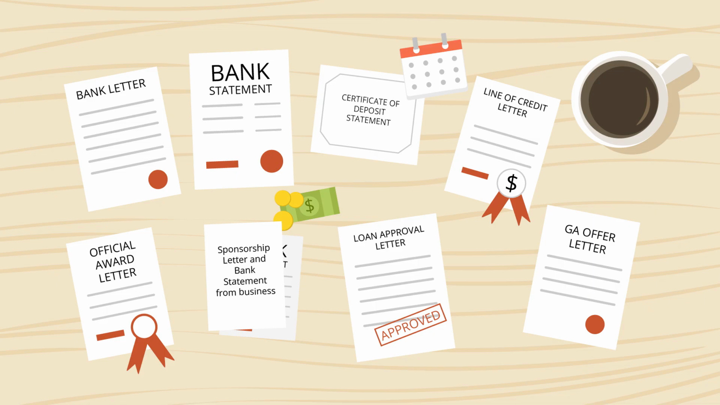Let's talk about what counts as acceptable financial documents for proof of funding. These are the only documents that will be accepted as funding documents. Bank letter, bank statement, certificate of deposit statement, maturity date must be prior to the start of the admitted term. Line of credit letter, official award letter, sponsorship letter and bank statement from business, loan approval letter and GA offer letter.